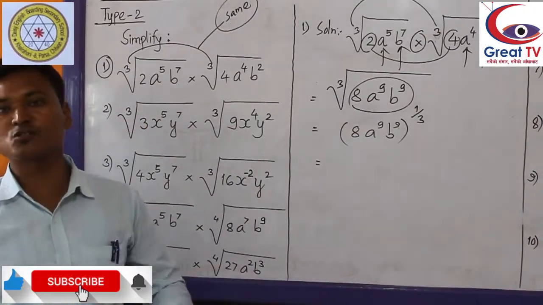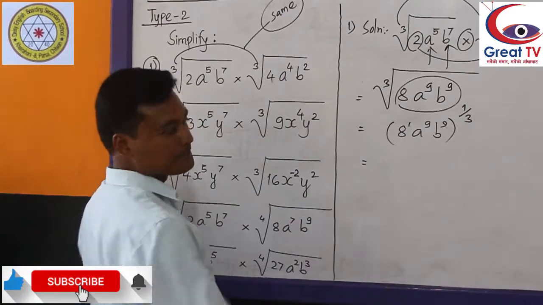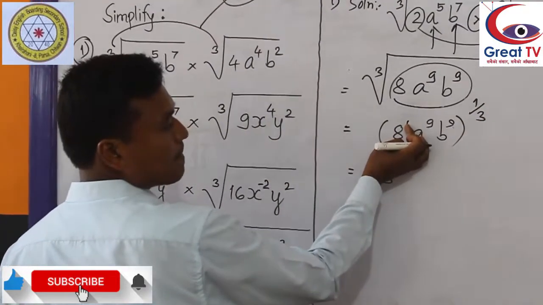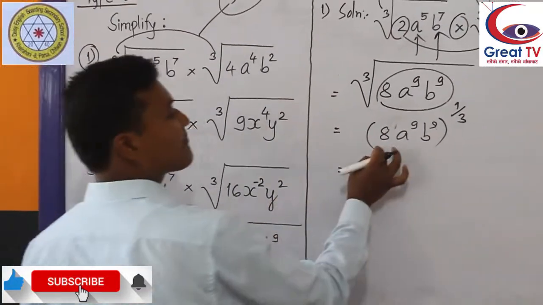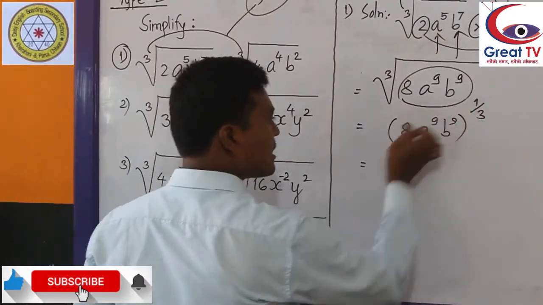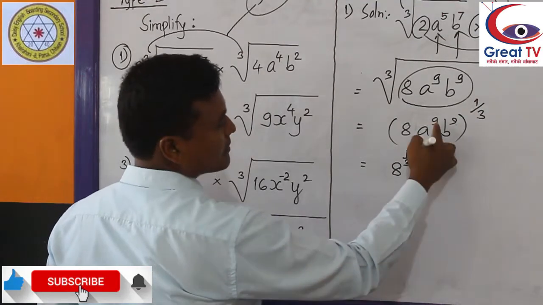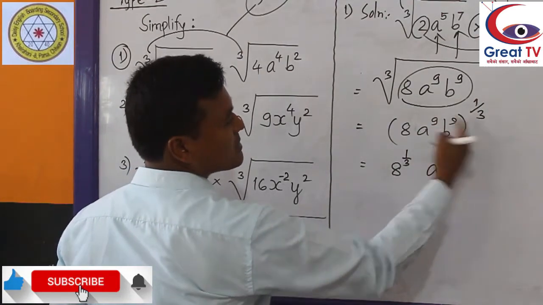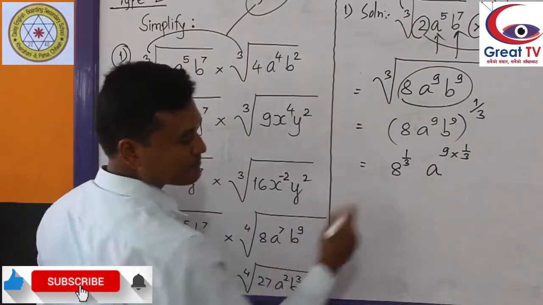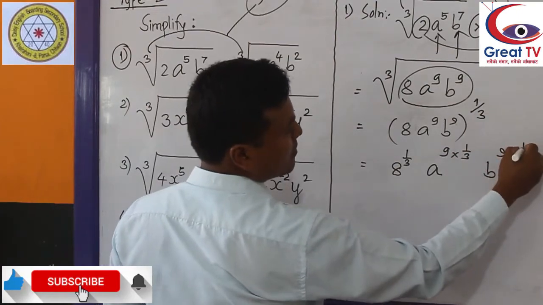Then after this let us use the power of index. 8 has the power 1 inside. Using the power of index, 8 to the power 1 times 1 by 3. If you don't write the 1 also no problem, but if 8 has no power, we say power 1. 1 by 3 ones are 1 by 3. Similarly, a to the power 9. Using the power of index, powers are multiplied. It is 9 times 1 upon 3. Similarly, b to the power again 9 times 1 upon 3.